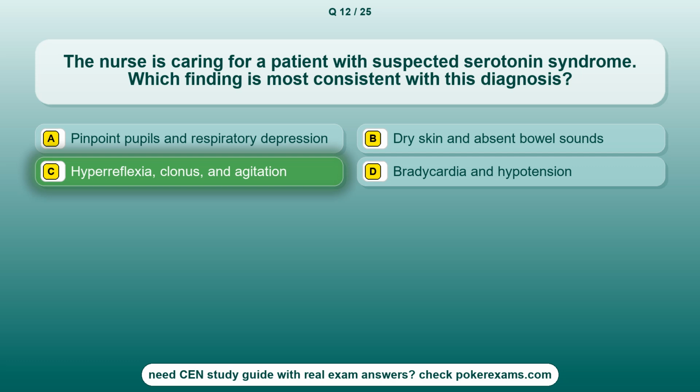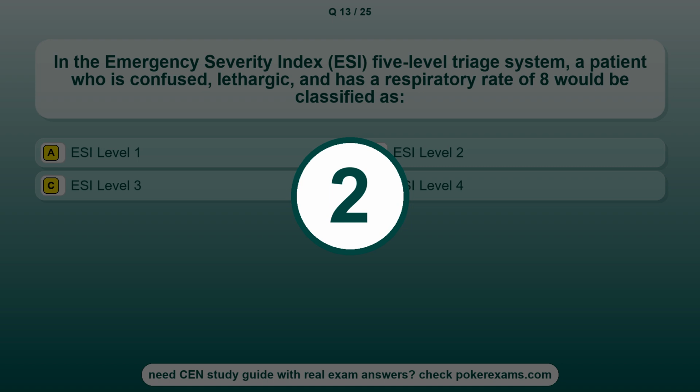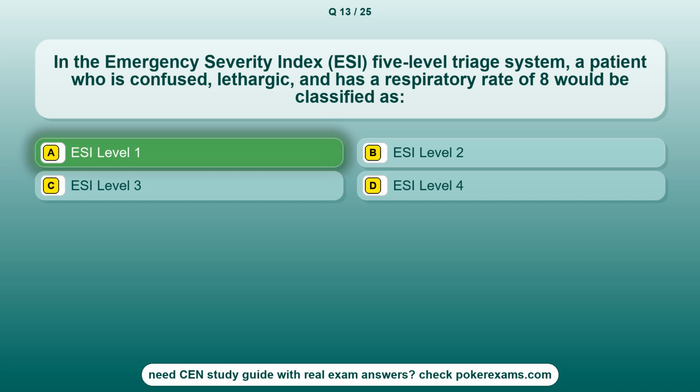The correct answer is option C, hyperreflexia, clonus, and agitation. Question 13. In the Emergency Severity Index (ESI) 5-level triage system, a patient who is confused, lethargic, and has a respiratory rate of 8 would be classified as option A, ESI level 1, option B, ESI level 2, option C, ESI level 3, option D, ESI level 4. The correct answer is option A, ESI level 1.